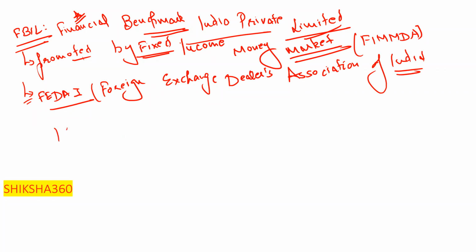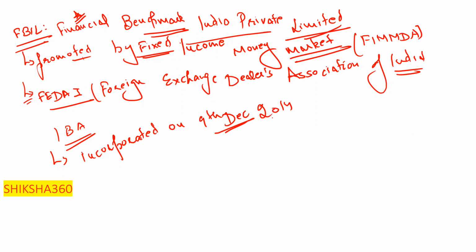The third one is the IBA, the Indian Banks Association. So FBIL is jointly promoted by the Fixed Income Money Market, the Foreign Exchange Dealers Association of India, and the Indian Banks Association. It was incorporated on 9th of December 2014 under the Companies Act.